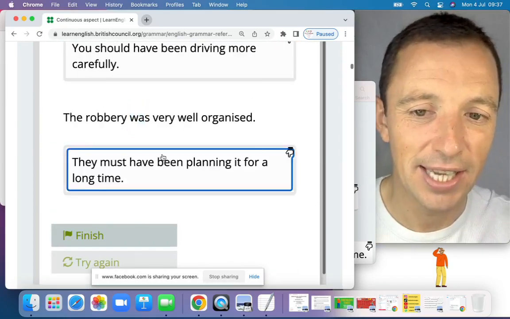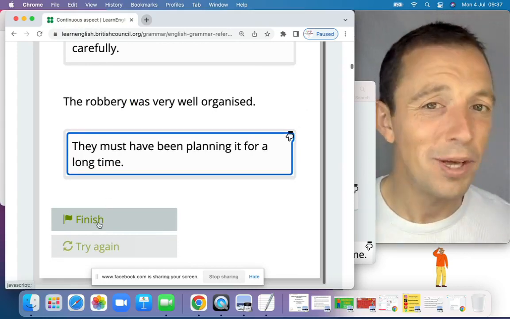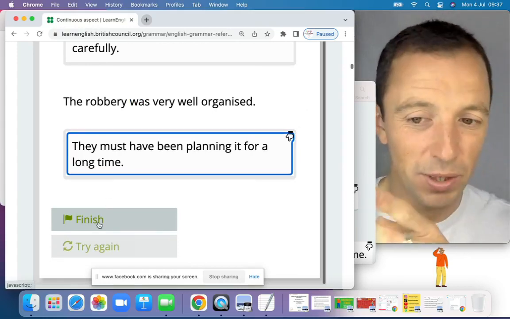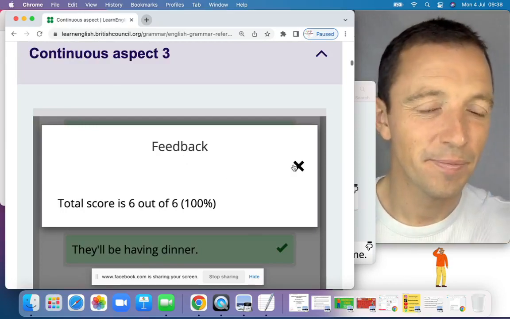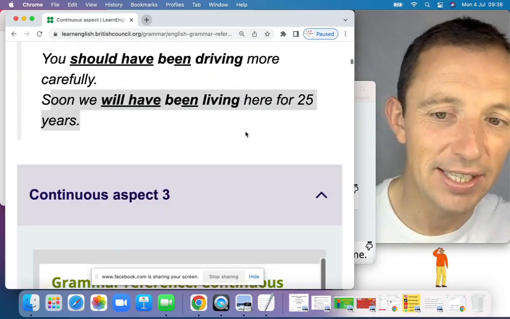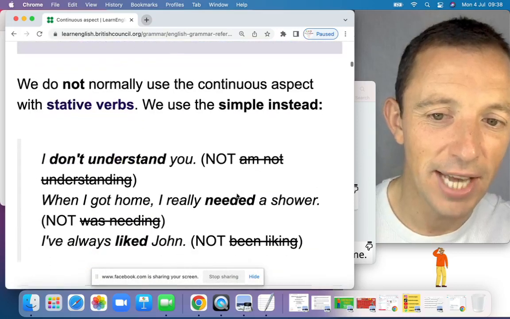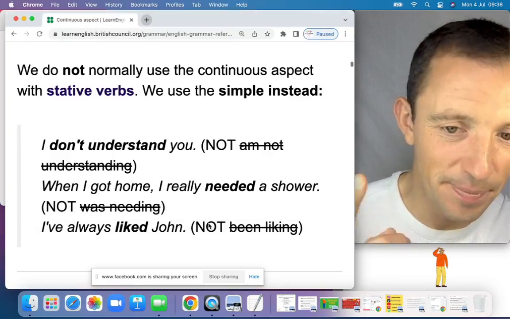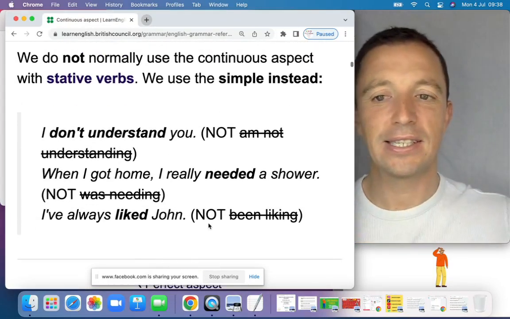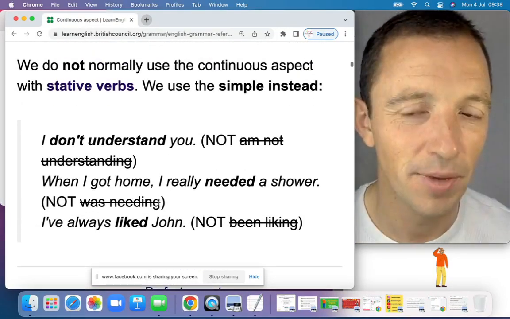Okay, let's select the answers. And of course, we might have some mistakes, but we select the answers and everything is good. Okay, well done. So that is the exercise for today. Now let's continue, and we can see this final instruction.